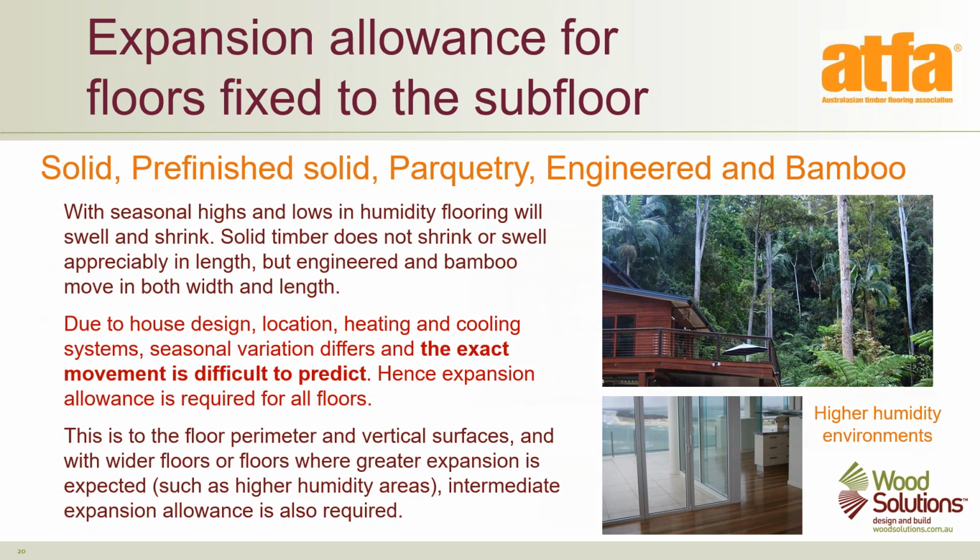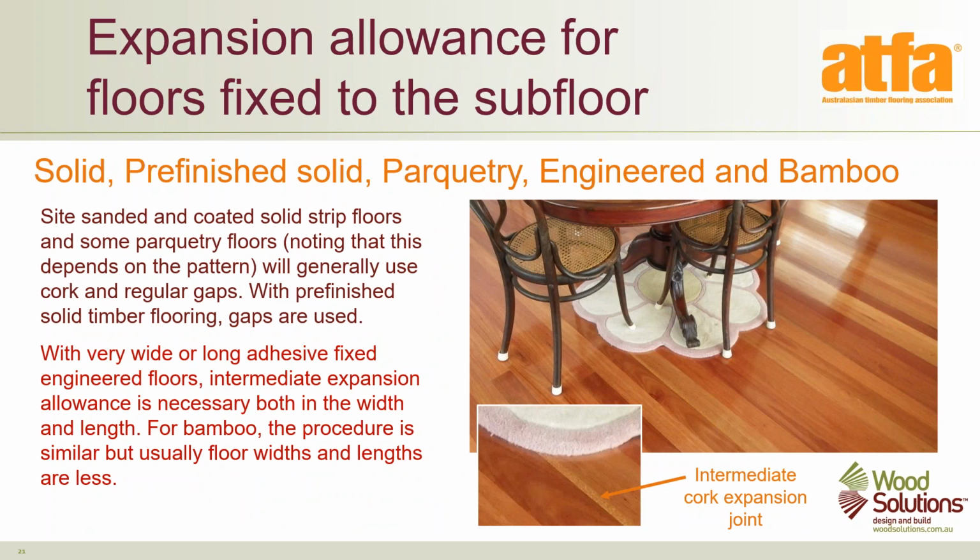So expansion allowance, again, for floors fixed to subfloors. How do we do it? Well, for site sanded and coated solid strip floors and some parquetry floors, noting that the pattern also helps distribute things, we'll generally use cork or regular gaps, maybe every 8 or 10 boards or something like that. And with pre-finished solid, then gaps are used. Now, a lot of people say, but what's a cork joint going to look like in my floor? Is it really going to stand out? Well, you can see here, looking at this floor, this lighter coloration down here is actually the cork joint. And I've taken a blow up of that so that you can see it.